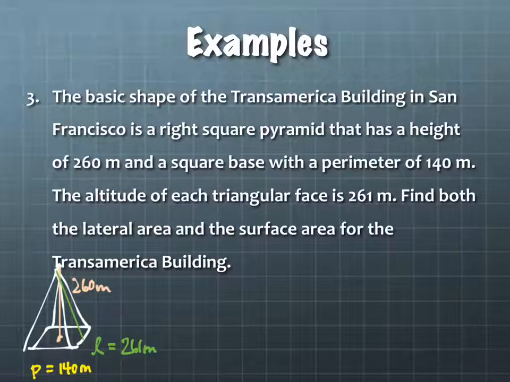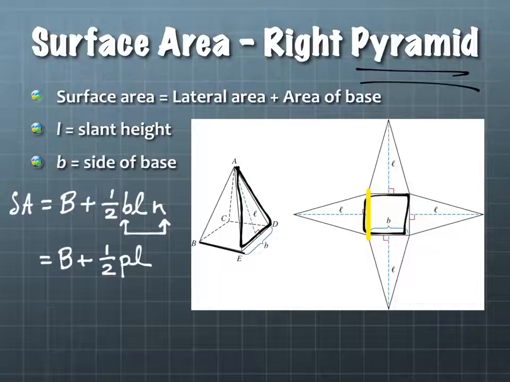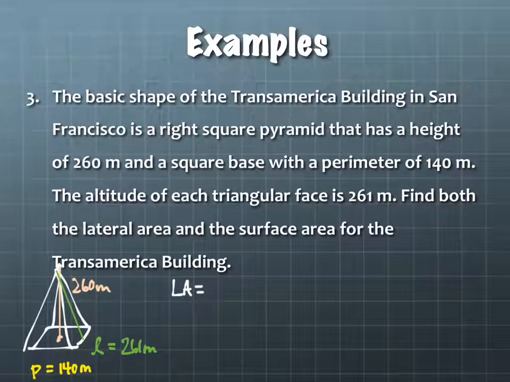Okay, now it asked us to find 2 quantities, the surface area and the lateral area. So let's actually find the lateral area first, because then we can use that and just simply add it to the other piece that we want. So how do you find the lateral area? What part of this formula is the lateral area? Yeah, the triangle parts, the second piece. This piece is the lateral area. 1/2 the perimeter times L. 1/2 perimeter times slant height.